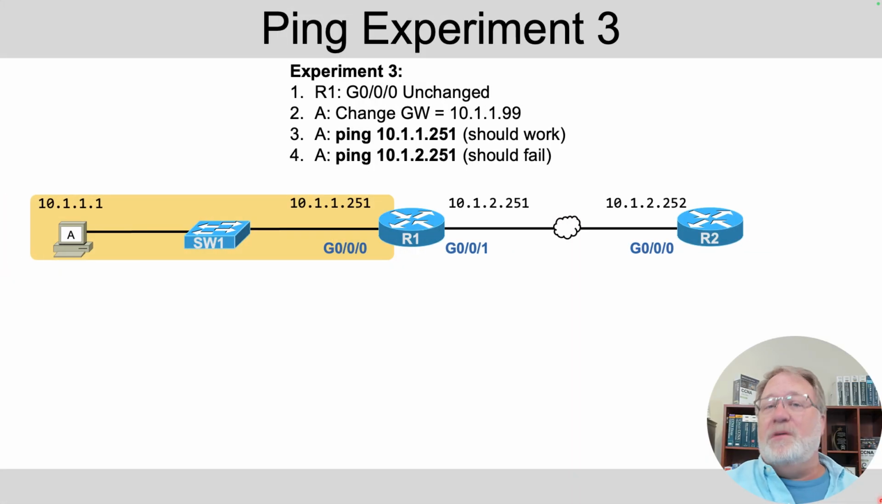For this third experiment, we'll leave the IP addresses alone on host A and on router R1, but then we'll change host A's default gateway setting. Following that, we will proceed with a ping of the R1 address on the left and the right. We'll see the first one works and the second one fails and talk through that.